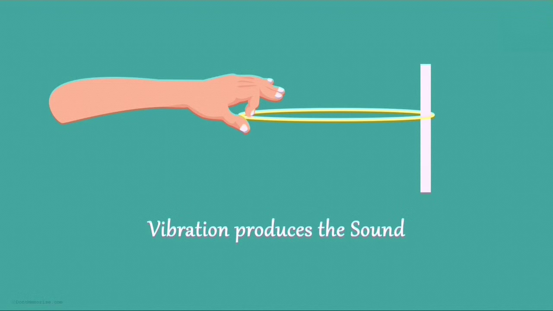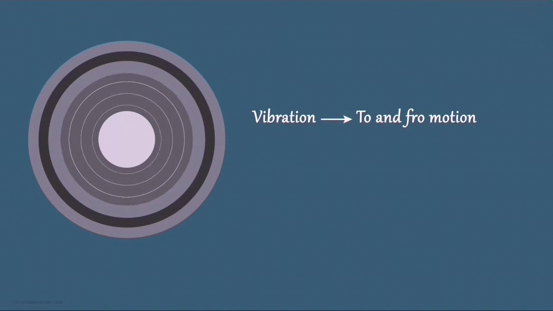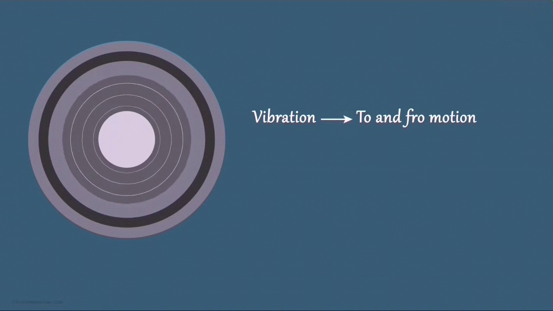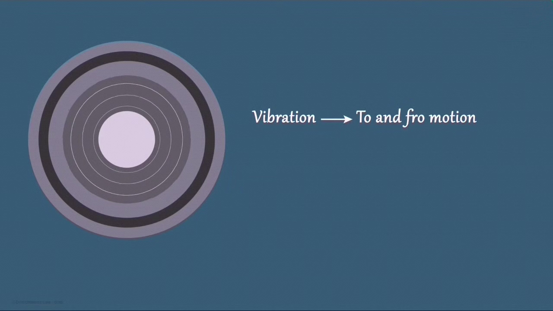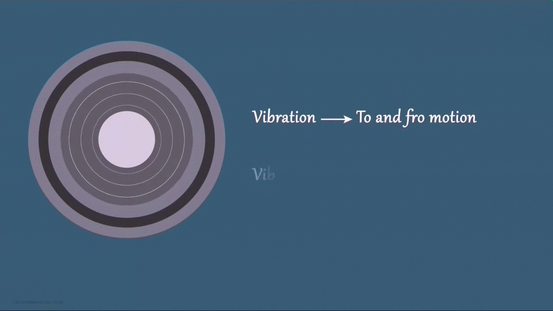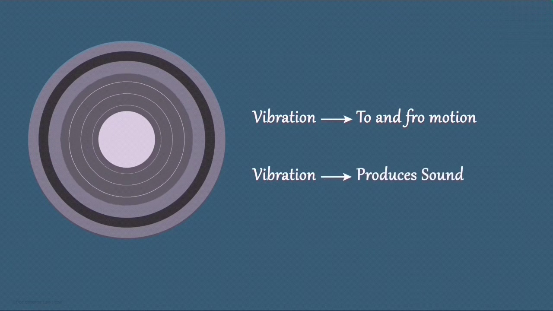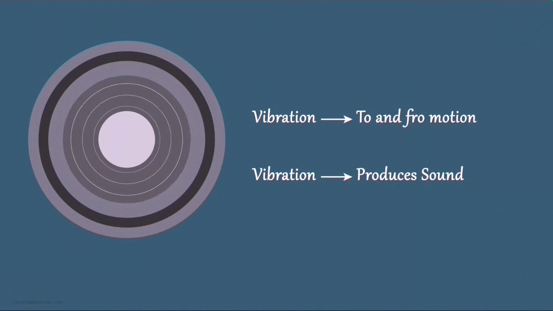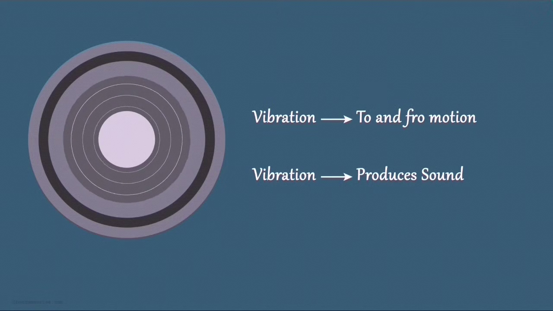Now you know that to and fro or back and forth motion of a body is called vibration. It is this vibration that produces the sound. So if we set any body in vibration, it will give us some sound. Some vibrations we can clearly see, but some we can't. Examples.